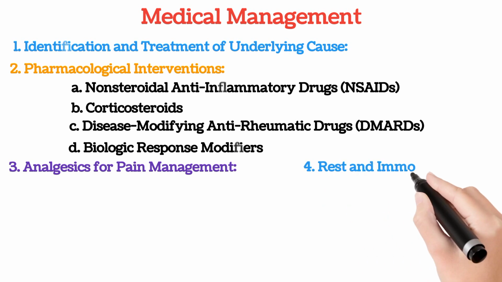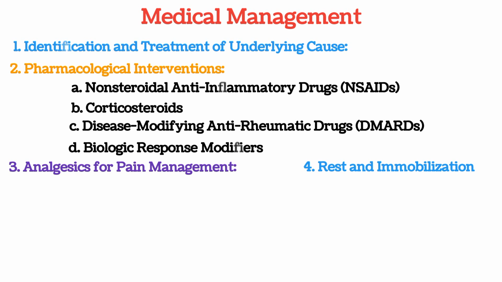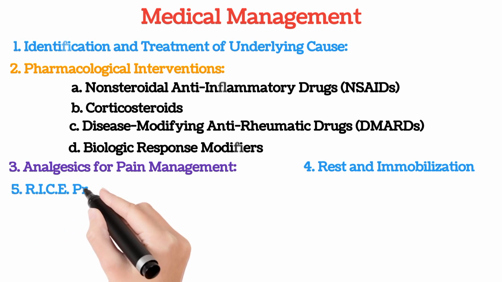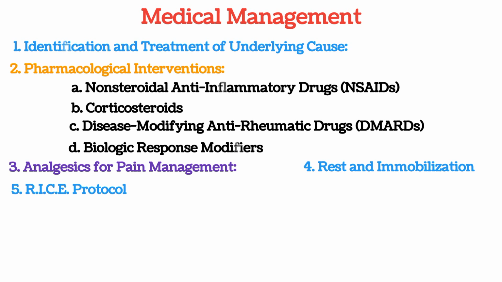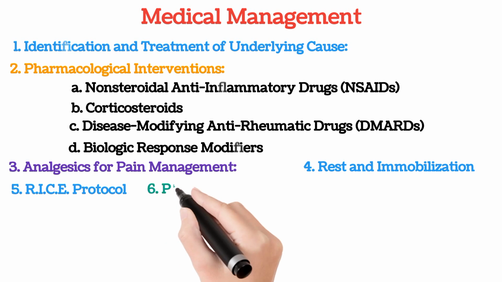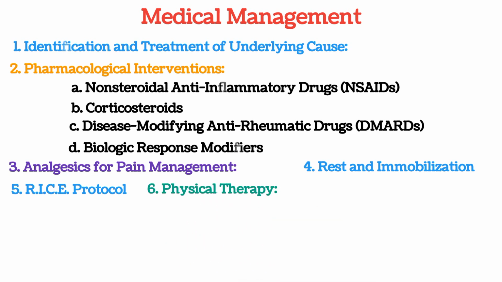4. Rest and immobilization. Resting the affected area helps reduce inflammation, allowing the body to focus on healing. Immobilization may be necessary in certain cases to prevent further injury. 5. RICE protocol. For acute injuries, the rest, ice, compression, and elevation, RICE, protocol can help manage inflammation and promote healing. 6. Physical therapy. Exercises and interventions designed to improve strength, flexibility, and function can aid in managing chronic inflammatory conditions, especially those affecting joints.